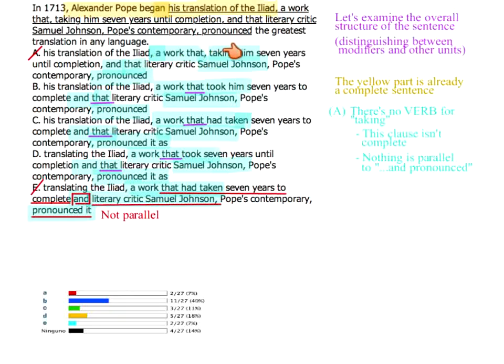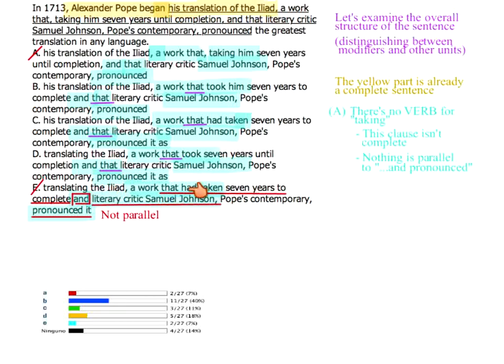In A here, this construction all by itself, regardless of parallelism, is not a thing. You can't say a work that doing something. If you write "work that blah blah blah," there has to be a verb there to follow it up. So like a work that was this, or a work that did something. So all by itself already, this is not a thing. And then pronounced is a verb. Taking is not. So things that are verbs are not parallel to things that are not verbs.